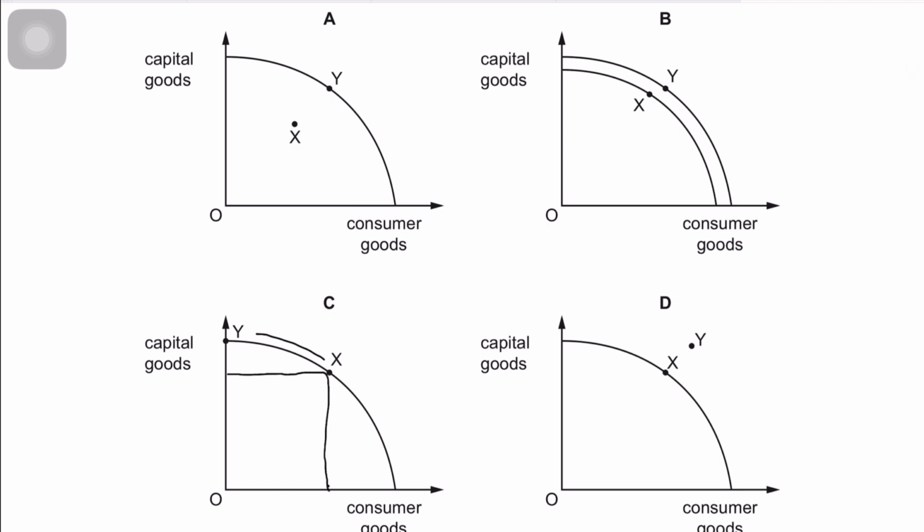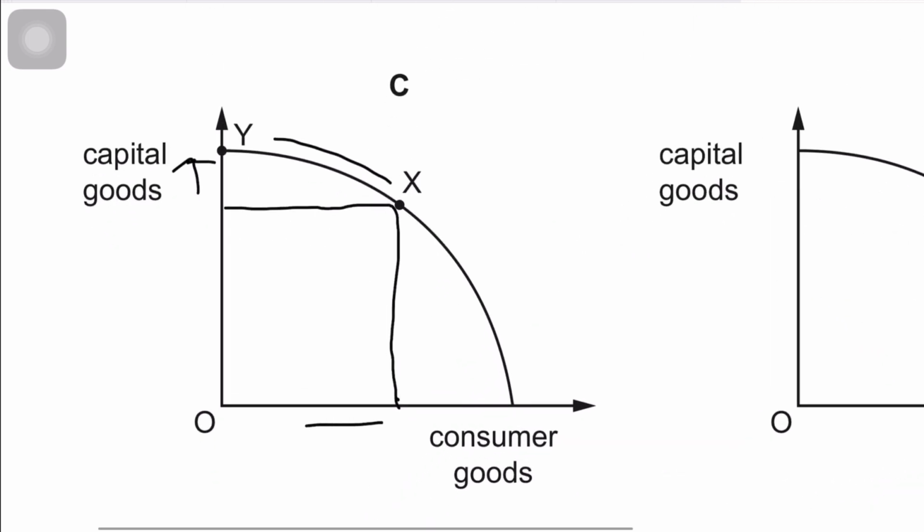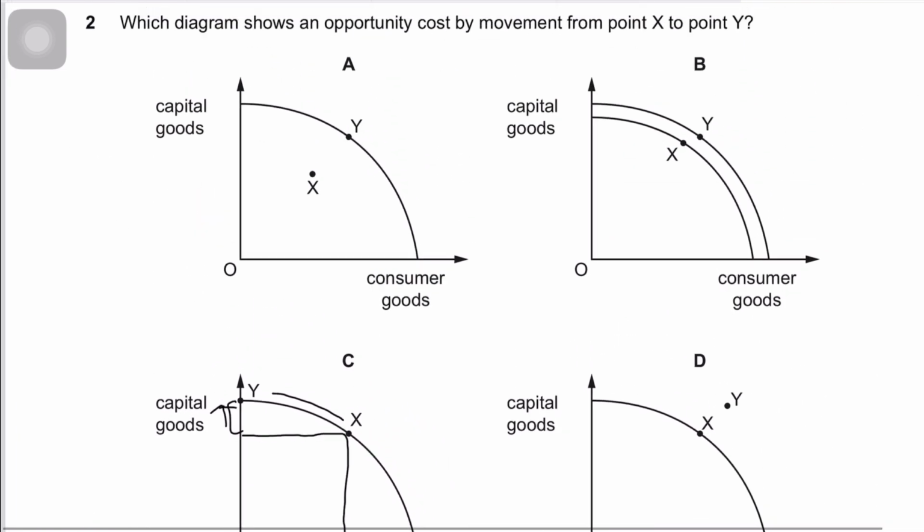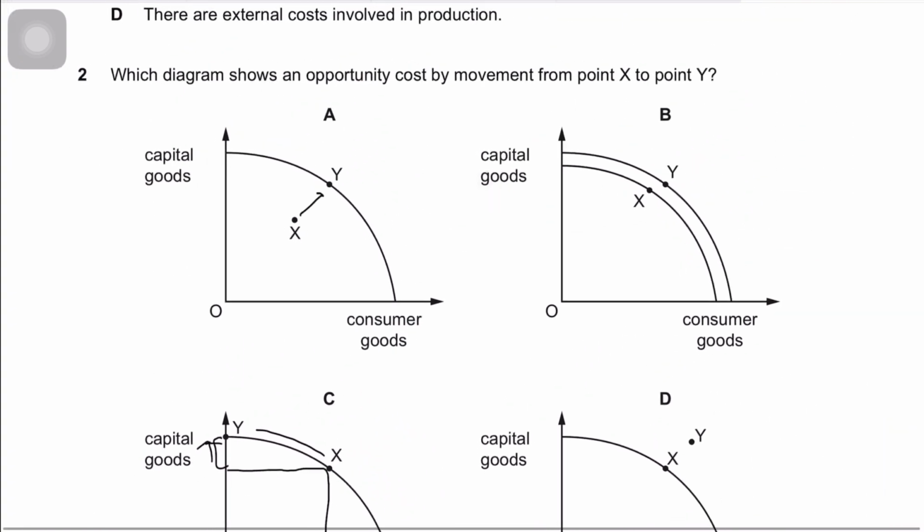So basically, when you move from X to Y, you're increasing the production of capital goods by this much, and you're foregoing this many consumer goods, right? So the opportunity cost would be these many consumer goods that would be foregone in order to produce these many capital goods.